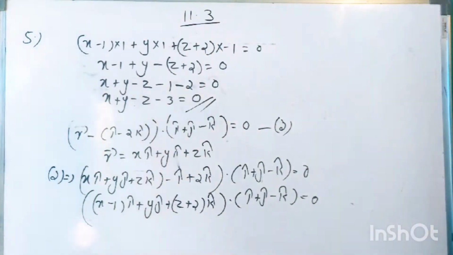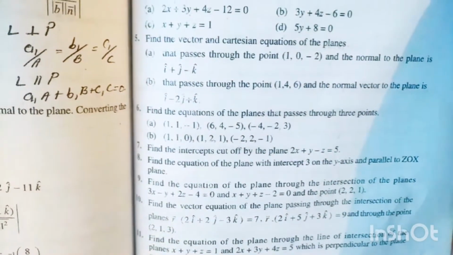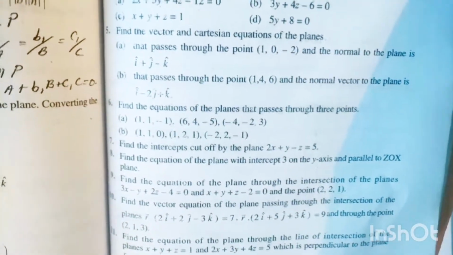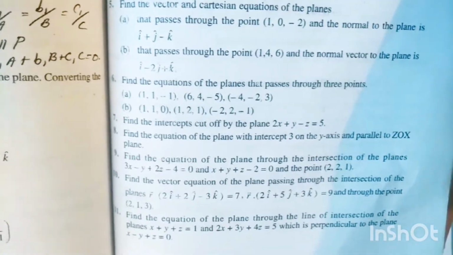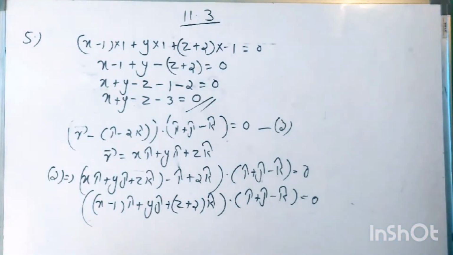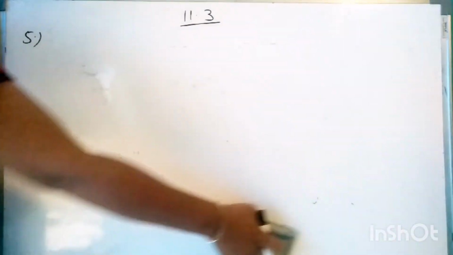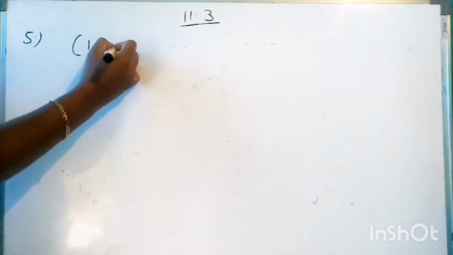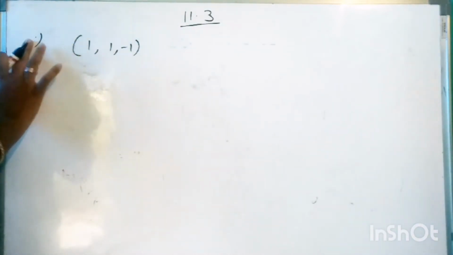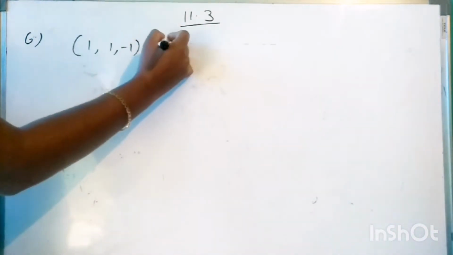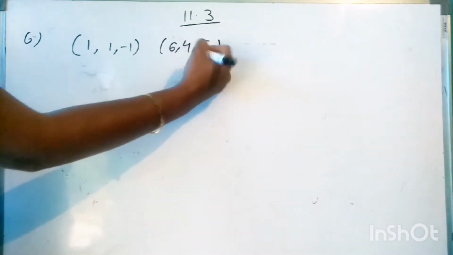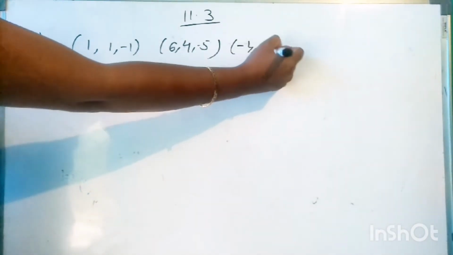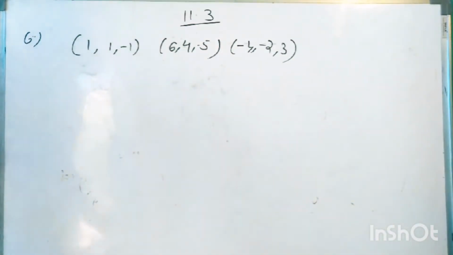Now I am going to do the sixth question. Sixth question: find the equations of the planes that pass through three points. The first one: the 3 points are given and we need to find the equation of the plane that passes through them. The 3 points are (1, 1, -1), (6, 4, -5), (-4, -2, 3). Okay, these are our given points.